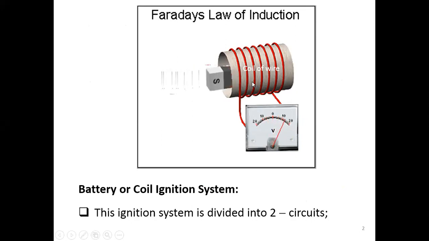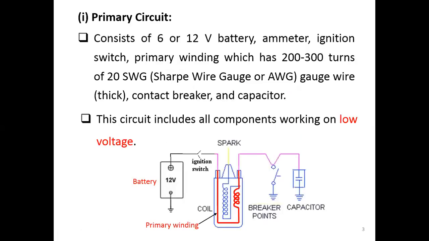Okay, so let's first talk about the first system, the battery or coil ignition system. This ignition system is divided into two circuits. The first circuit we call the primary circuit, which is shown right here. In the primary circuit, we will have a battery. This is the main source of power. The battery can be either 6 or 12 volts, but mostly you will see 12 volts. You don't see a 6 volt battery here.